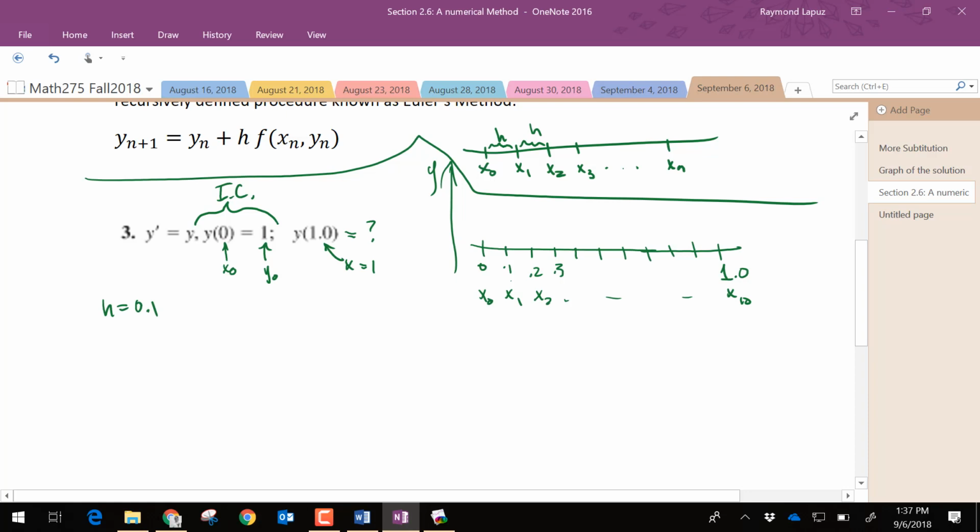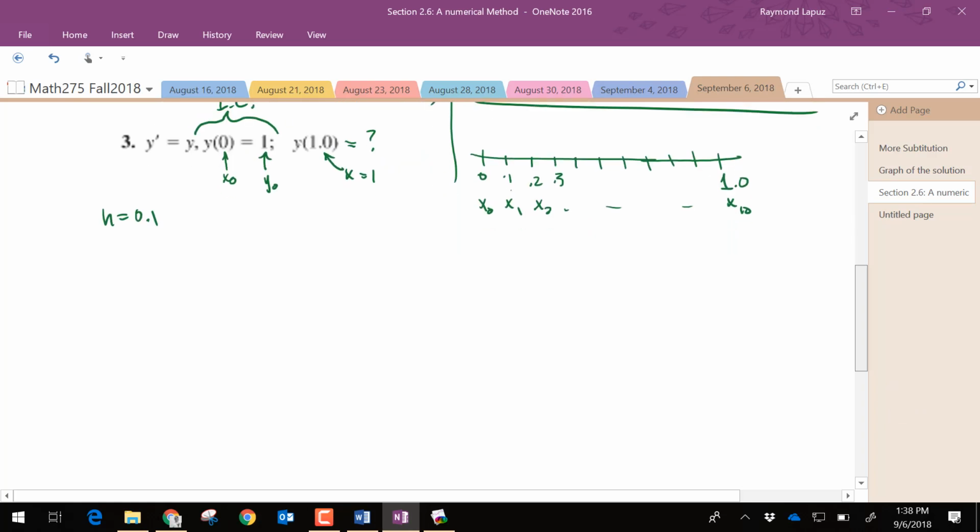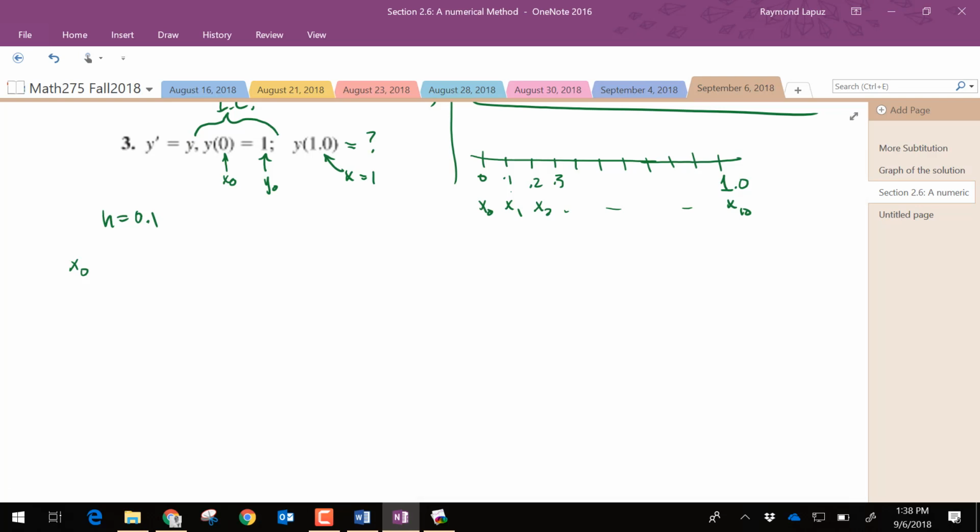So I want to see what happens at x sub 10. I can have a list of points here already. I can put it on the left or on the right side. Let's put it here. X sub 0, yeah, it's tedious. X sub 0 is equal to 0. X sub 1 is equal to 0.1. X sub 2 is equal to 0.2, x sub 3, x sub 4, x sub 5, x sub 6, 7, 8, 9, x sub 10.